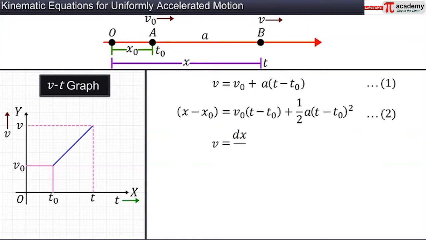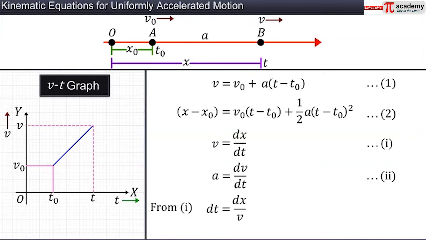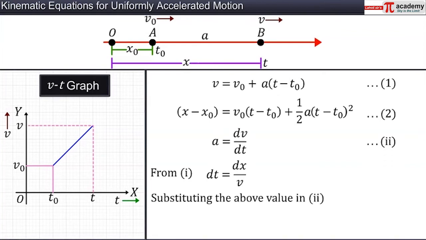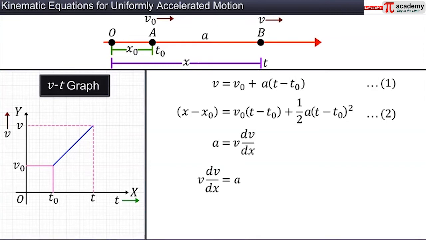v is equal to dx by dt and a is equal to dv by dt. From equation 1, dt is equal to dx by v. Substituting the value of dt in equation 2, we get a equal to v into dv by dx. We know that this value of a is a constant. By cross-multiplying, we get v into dv is equal to a into dx.